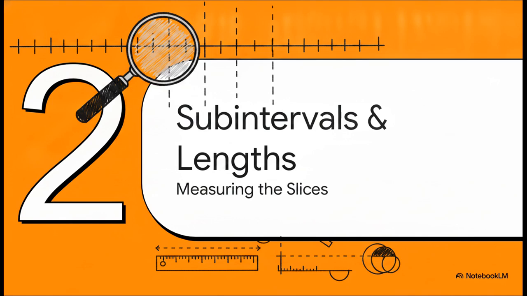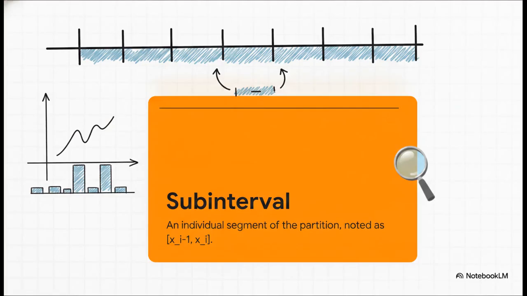Moving right along to part two, subintervals and their lengths. So, now that we've made our systematic cuts across the number line, let's grab a magnifying glass. Each specific slice we've just created is called a subinterval. It's simply the individual segment, or the space, between any two consecutive cuts on our partitioned line. We write this mathematically using brackets, noting it as the space between x sub i minus 1 and x sub i. And honestly, that just means the point we started at and the very next point.